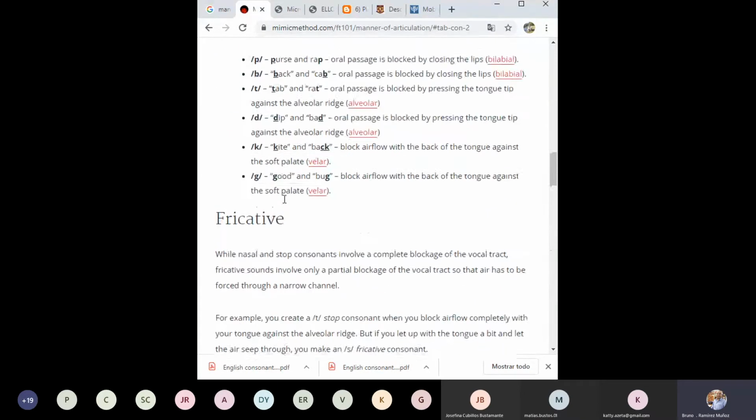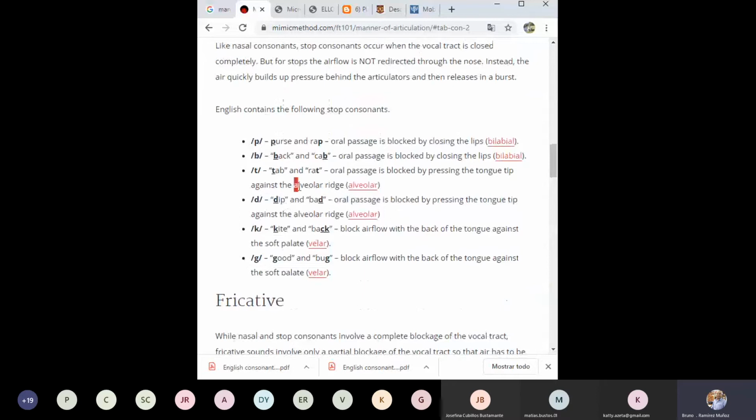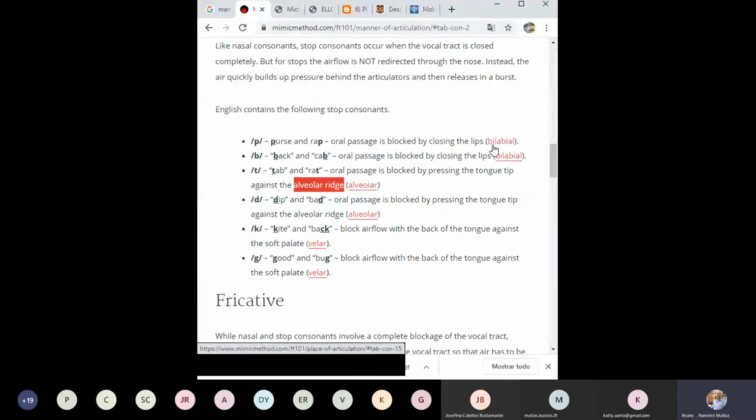I'm saying this because we have to say this word a lot, alveolar ridge, right? Because when we talk about alveolar sounds, we always have to mention the alveolar ridge, okay? Ridge. Oh, the other one, Josefina, would be bilabial. Bilabial.